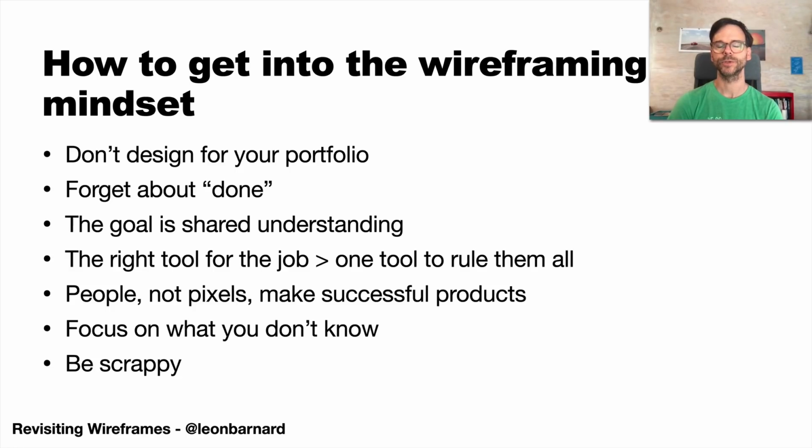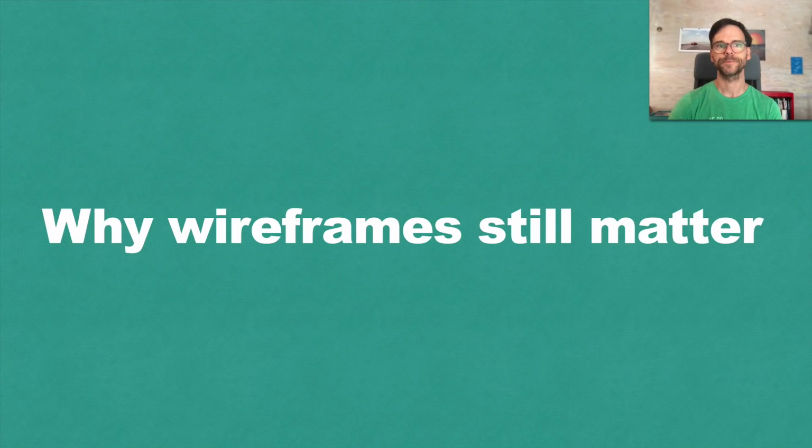In the real world of UX, communication and flexibility are critical, even more important than what you design. The next themes are people not pixels, make successful products, and focus on what you don't know. Soft skills are the keys to success as a UX designer, just like they are in so many fields. Lastly, be scrappy. To be scrappy means to make the most of what you have. It's the ability to improvise and adapt in a world full of limitations.